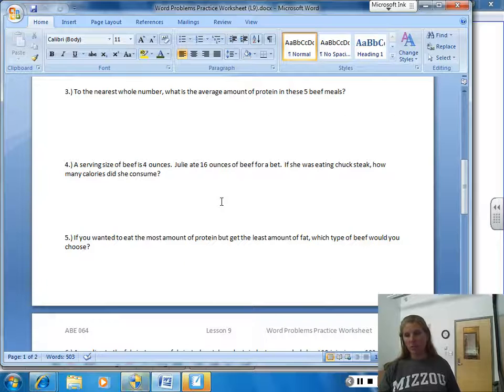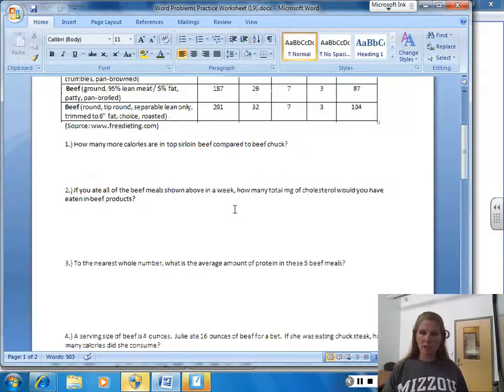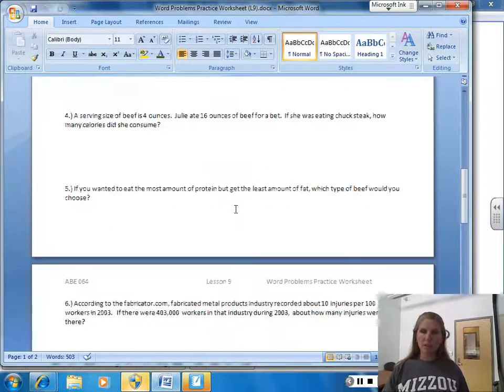And number 5, that one I'm not going to tell you the answer to. I want you to look at the chart and see what you can do, and then check with your teacher and see how you did on that one. This one you want to eat the most amount of protein, but at the same time get the least amount of fat. Which beef would you choose if you're looking for high protein and lower fat?